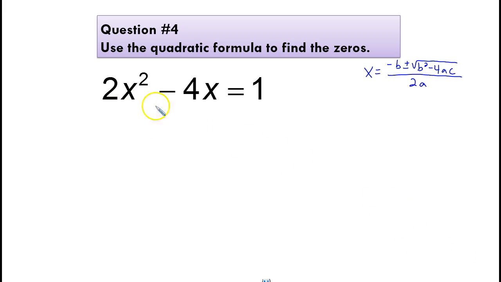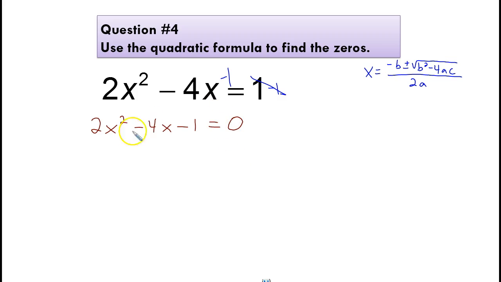Number 4, is it in descending order? It kind of looks like it is because we got our squared part and our x part and our constant part, but the constant part is on the wrong side of the equal sign. So we're going to have to get it across the equal sign by subtracting 1 on both sides, which would give us 2x squared minus 4x minus 1 equals 0.